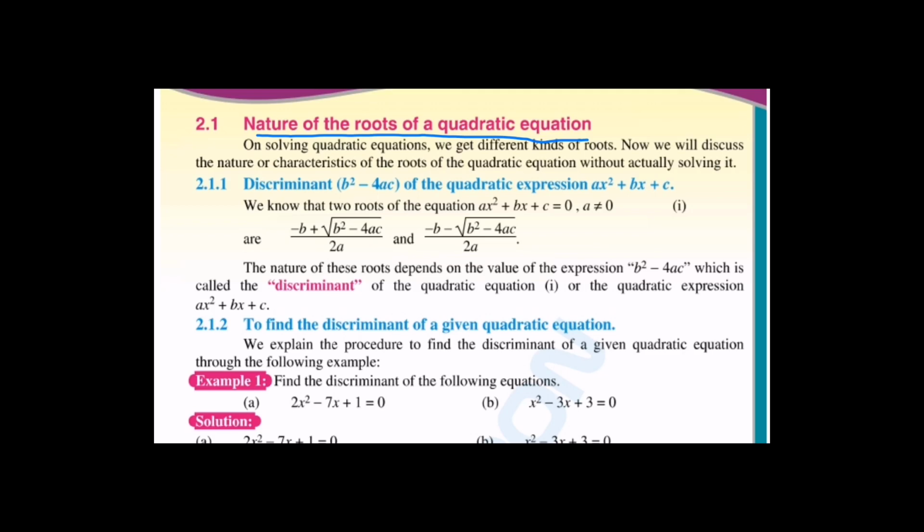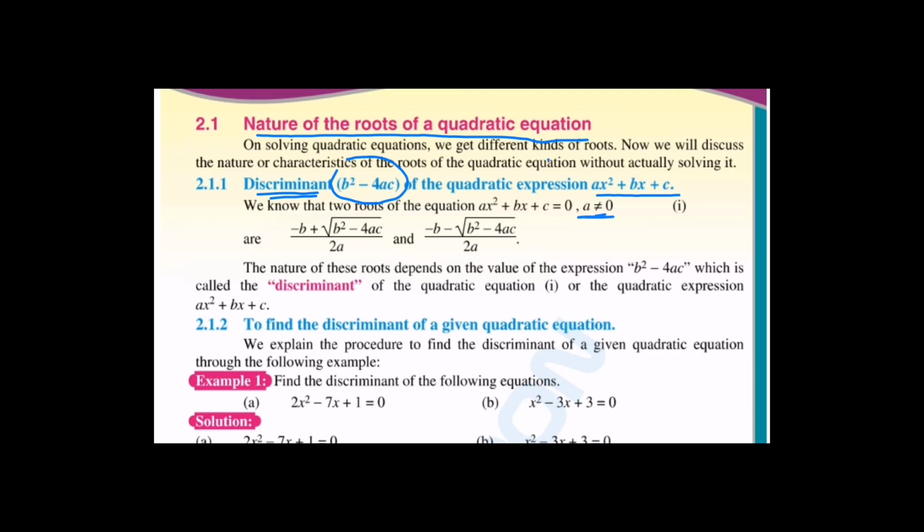Discriminant: b²-4ac of the quadratic expression ax² plus bx plus c, or for the quadratic equation ax² plus bx plus c is equal to 0, where a must not equal 0. So the term b²-4ac is called the discriminant for a quadratic equation.